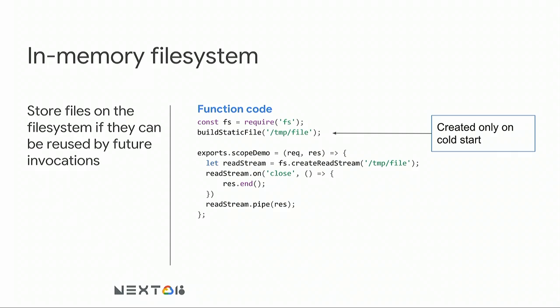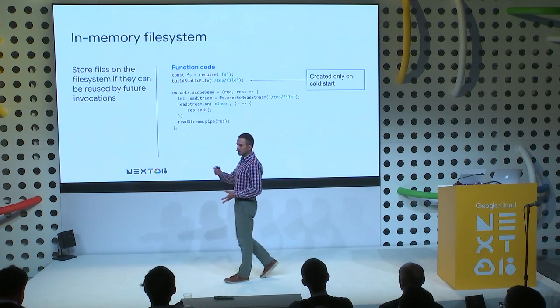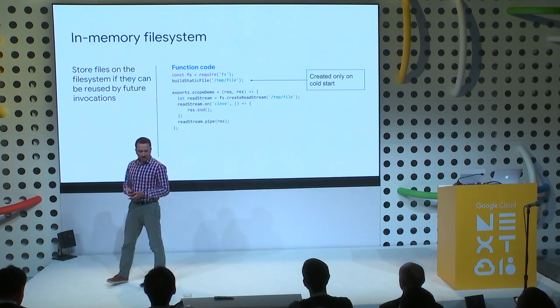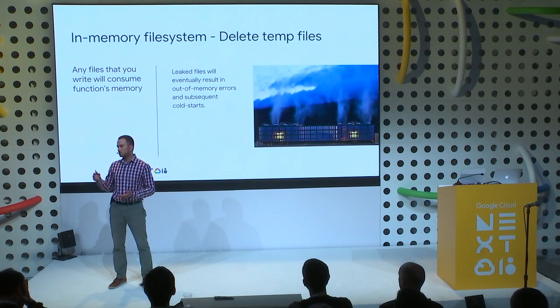I've told you about caching some computations inside functions in the global scope inside the Node.js process, but you can also use a local file system where you can write files. Those files will survive on this particular instance as long as the instance is alive and is serving. But you have to be careful here, because the file system is in memory. So it's not infinite.